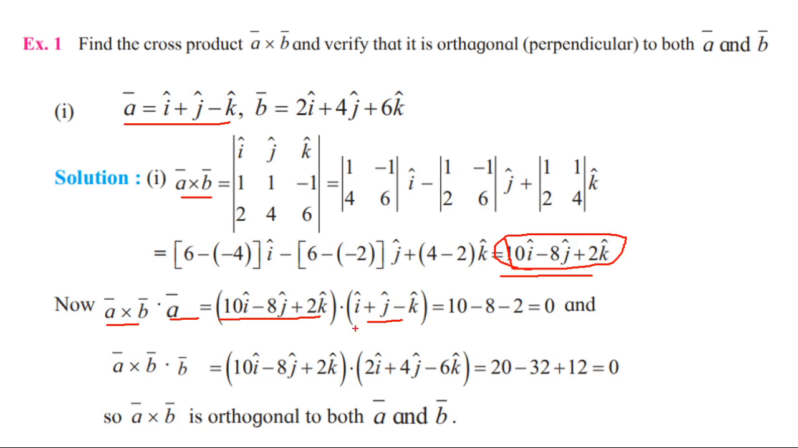How do we take a dot product? By taking the product of their corresponding coefficients. Coefficient of i here is 10. Coefficient of i here is 1. So this 10 into 1 is 10. Minus 8 into 1 is minus 8. And this 2 into minus 1 is minus 2. 10 minus 8 minus 2 is 0. So when the dot product of two vectors is 0, they are perpendicular to each other. So here we were asked to show that it is perpendicular. It means the vector a cross b is perpendicular to a bar.